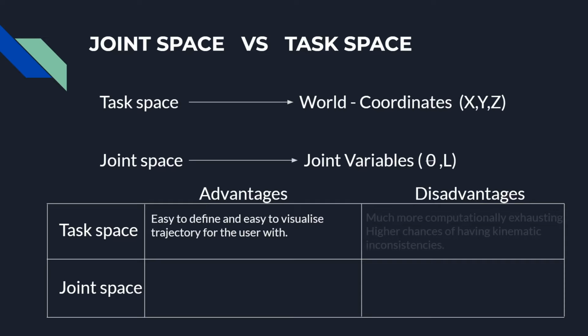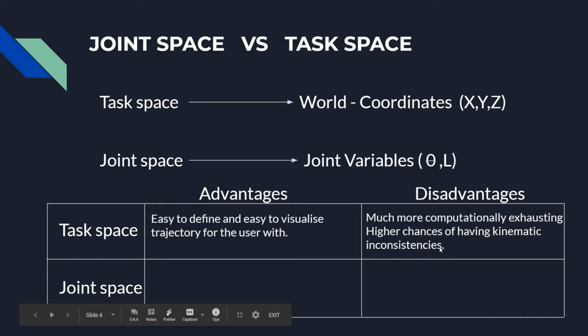But the disadvantage, as we said, is that it's very computationally exhausting. And also we might have kinematic inconsistencies, which means our robot has specific joints, and there are chances that we say we want to follow this particular straight path from A to B, but the way our robot has joints, it won't be able to reach that position, and it will be literally impossible. And I will show you one certain case of this, but that is a disadvantage of defining trajectories in the task space.